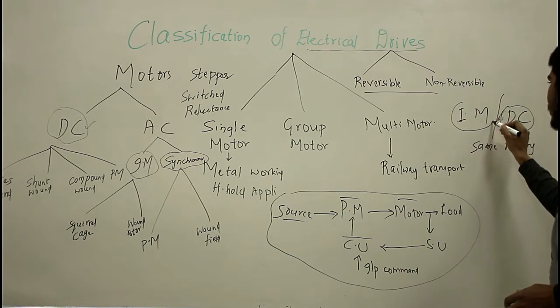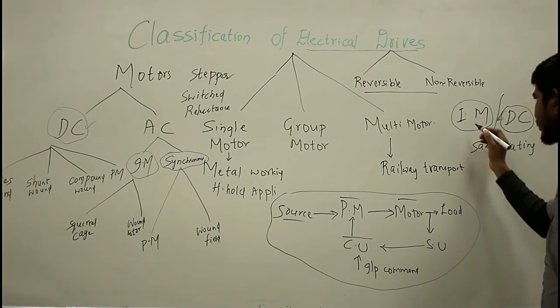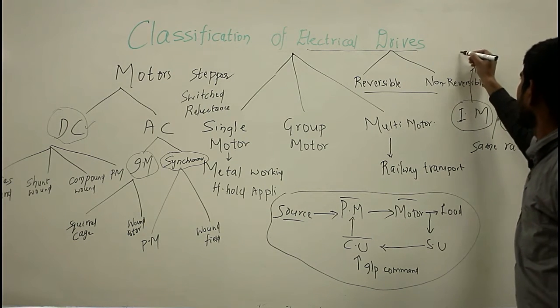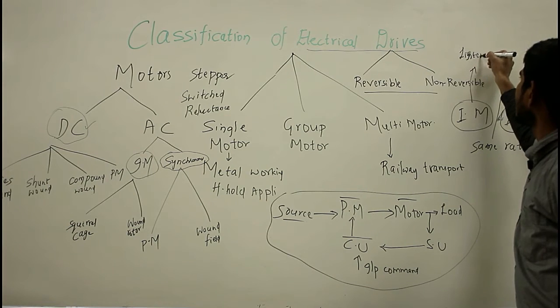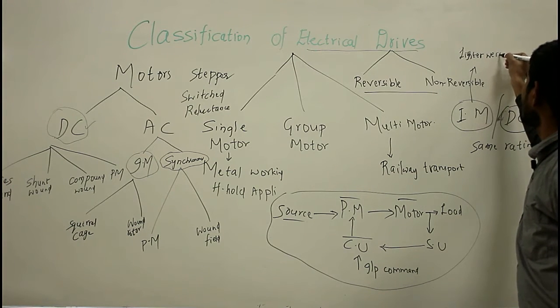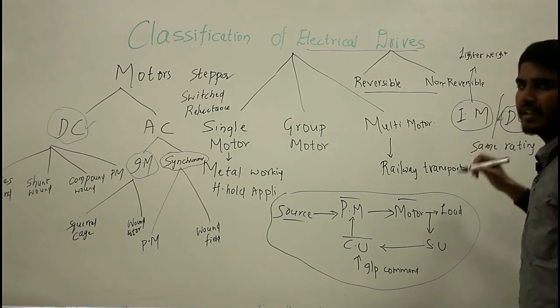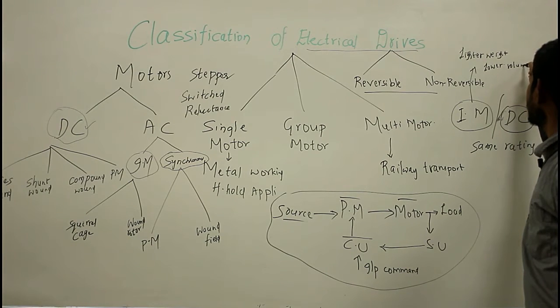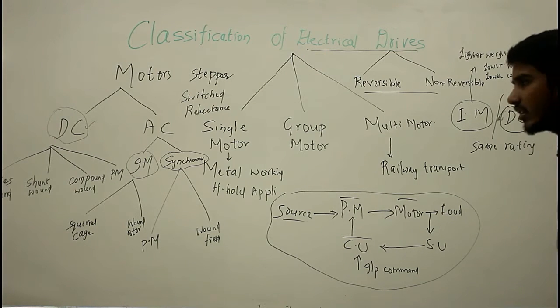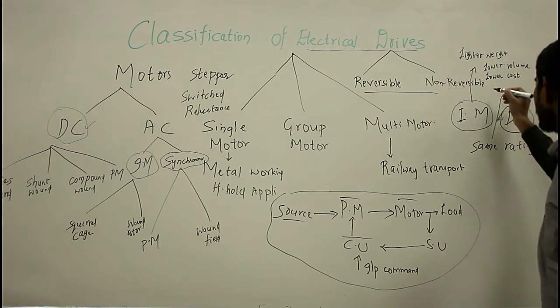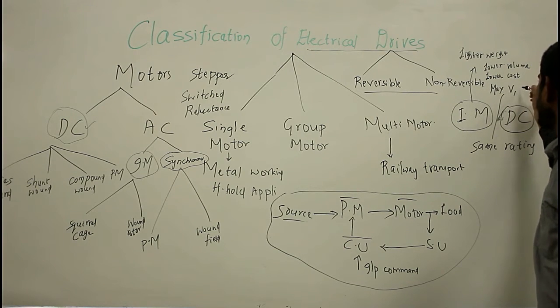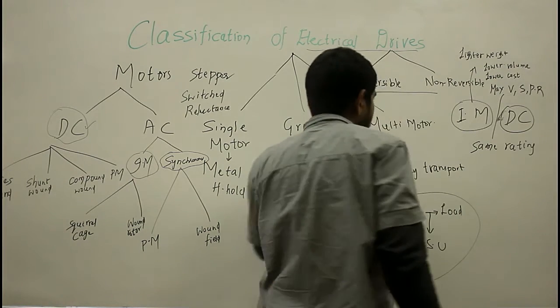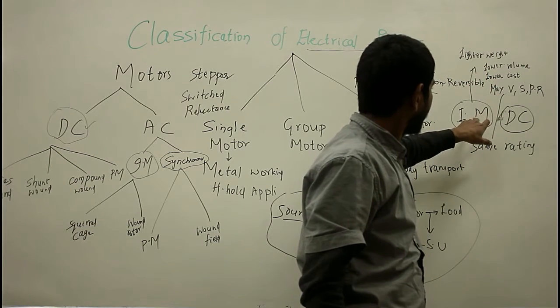So the advantages of induction motor over DC motor of the same rating are: induction motors have lighter weight, lower volume, which means the size of the machine is smaller, and lower cost. Apart from this, there is also less restriction on the maximum voltage, speed and power ratings.